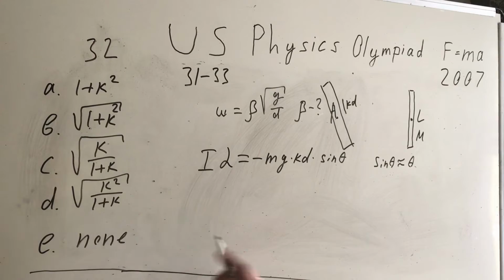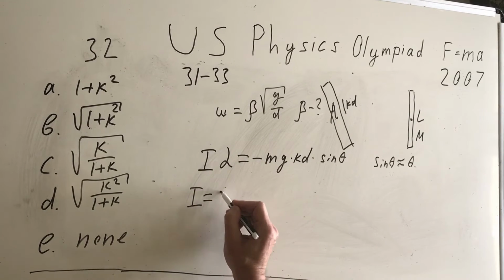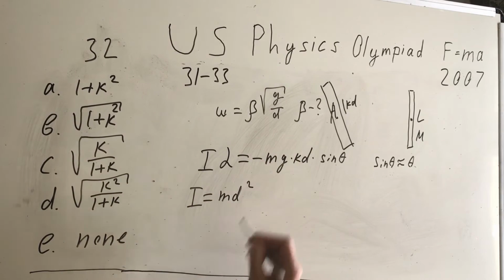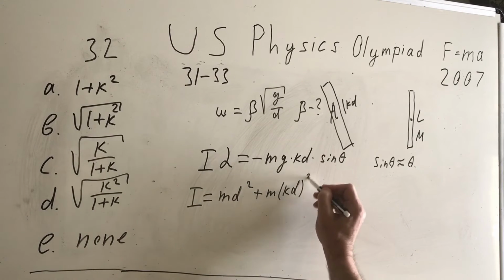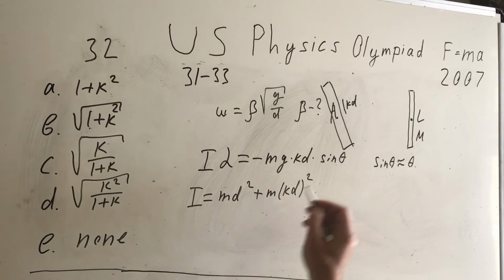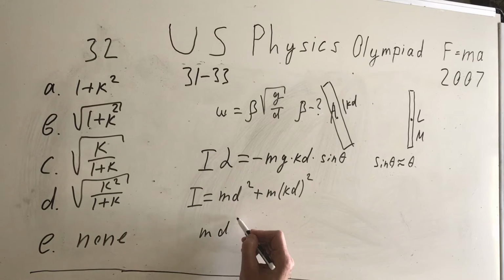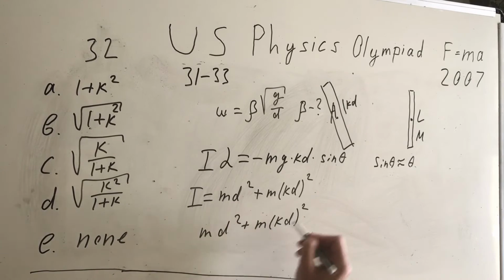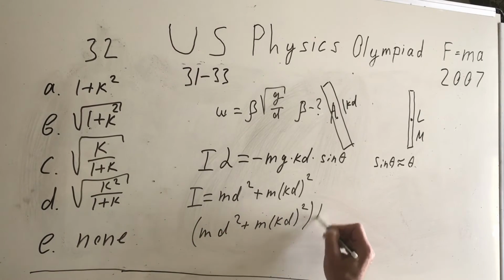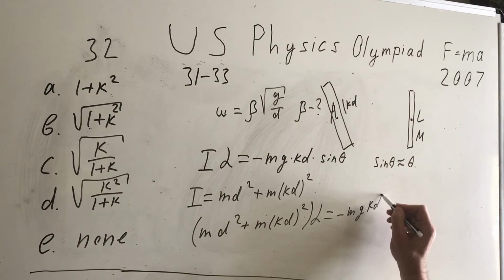To find what I is around the point at distance kd, we can use the parallel axis theorem, from which we have I equal to m d square, that's I0, plus m k d square. And finally we rewrite this equation in the form of m d square plus m k d square, multiplied by alpha, equal to negative m g k d theta.